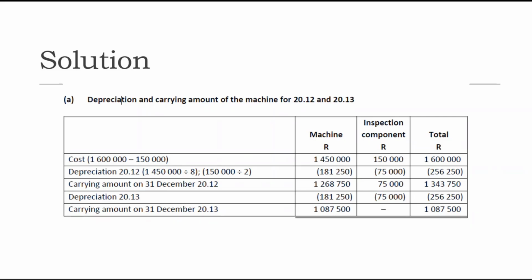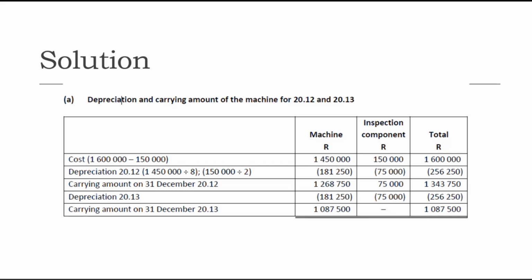Because the inspection is a different component of the asset with a different useful life, we need to calculate the depreciation differently. Remember, the machine itself has a total useful life of 8 years. Meanwhile, the inspection will last every 2 years, right? So we cannot calculate the depreciation by saying 1.6 million divided by 8. What about the 2 years? Remember, the inspection is included in the 1.6. So that's why we had to take out the inspection cost. So 1.6 million minus 150,000 to get 1,450,000 for the machine.